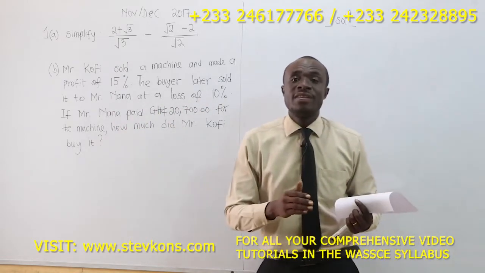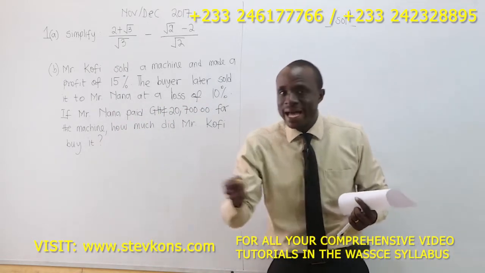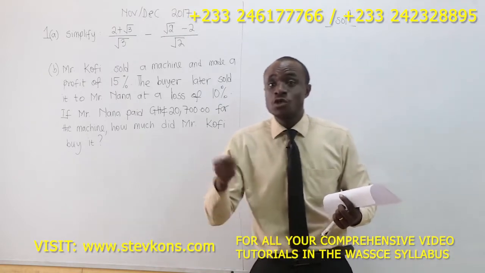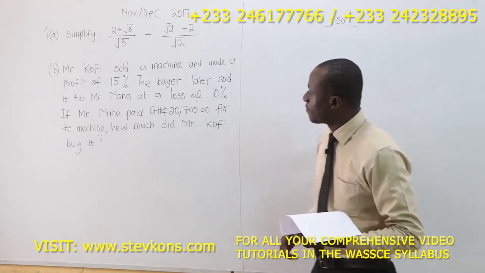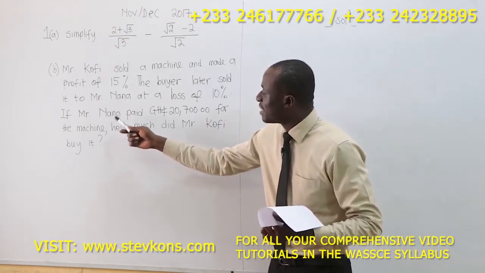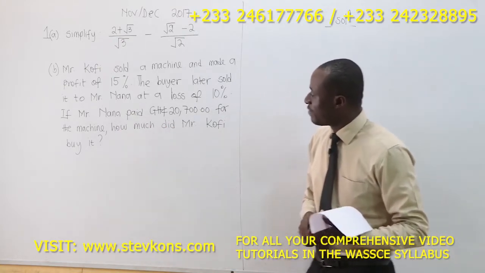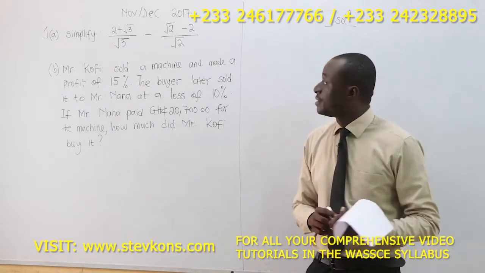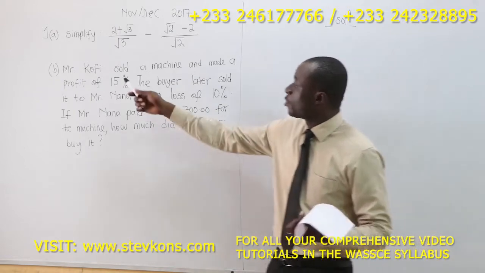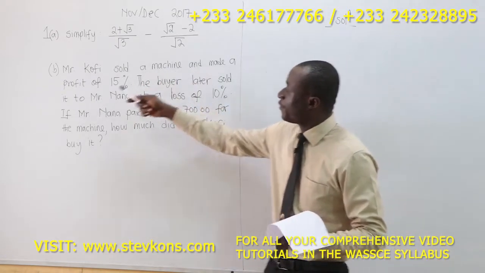So clearly, Mr. Kofi sold it to a buyer. And this buyer in turn sold it to Mr. Nana at a loss of 10%. Now, if Mr. Nana paid 20,700 for the machine, how much did Mr. Kofi buy it? So first, we are being told that Mr. Kofi sold the machine and made a profit of 15%.